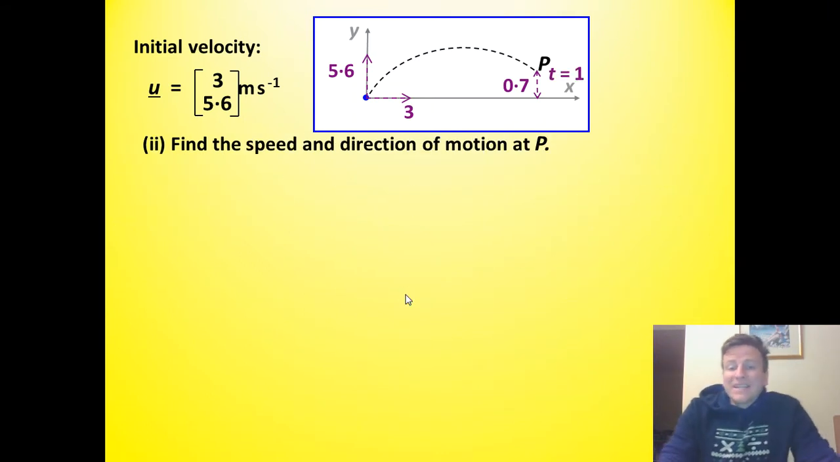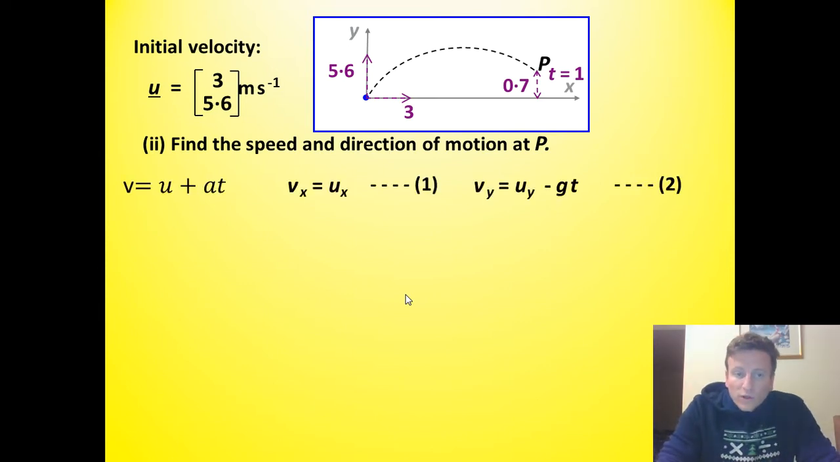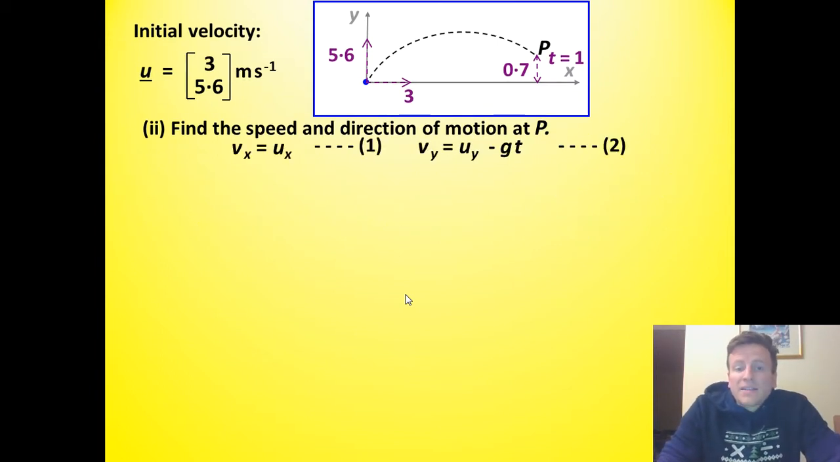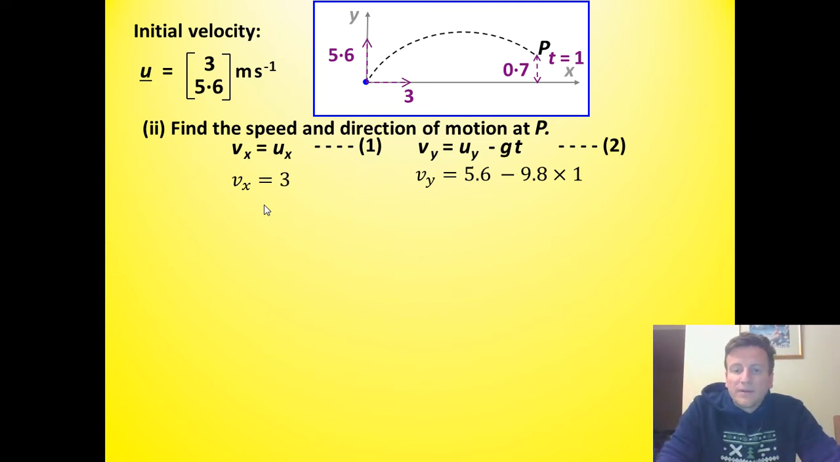We also need to find the speed and direction at P. So again, we've got our equations that we can split into our horizontal and our vertical component. When we're looking at the speed, we've got Vx is equal to 3. Because our initial speed is 3, our final speed is going to be 3. Sometimes, when you're doing the speed, you could go into column vectors, and maybe later on I'll show an example where I keep it all in column vectors. And Vy is 5.6 minus 9.8 times 1.